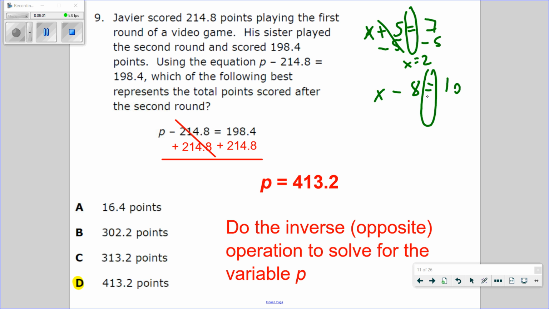So here again, here's x. Is it isolated? No. What's the opposite of minus 8 or negative 8? Positive 8. Cancel. X equals 18. 18 minus 8 is 10. So here is our equation that we're given. Solve for p. So we add 214 and 8/10 to both sides. We cancel. If you add up these two numbers, it's 413 and 2/10 points.